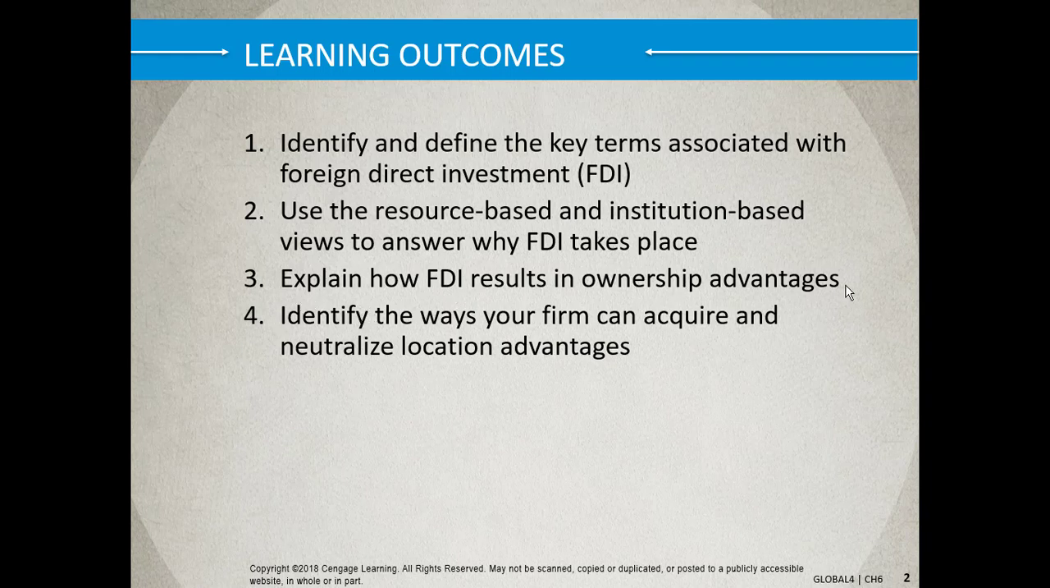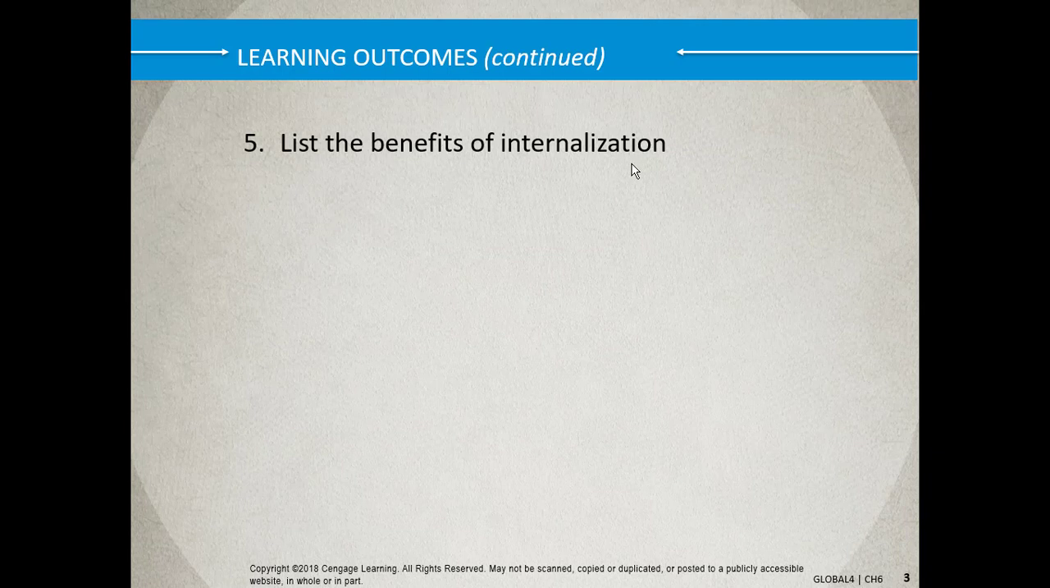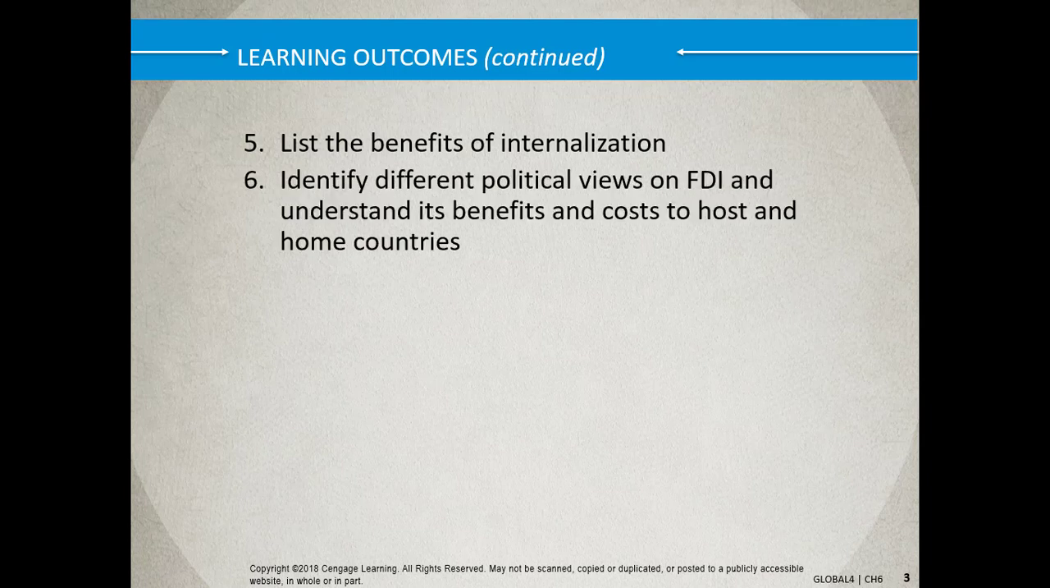Explain how FDI results in ownership advantage. Identify the ways your firm can acquire and neutralize location advantage. So here we'll talk about, again, ownership advantage, and then we'll look at location advantage. And after that, we'll look at internalization. What are the benefits of internalizing basically a division overseas, right? So this is not internationalization, this is internalization, to internalize a division. And we'll look at that.